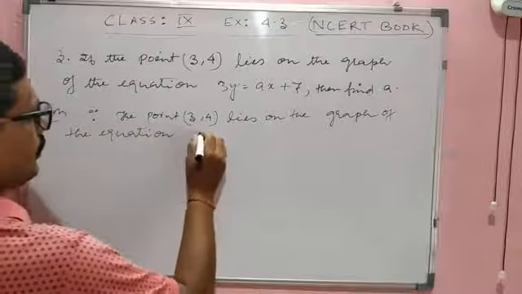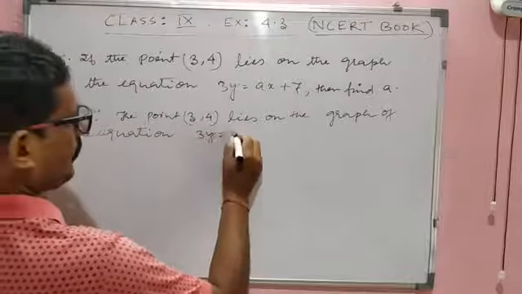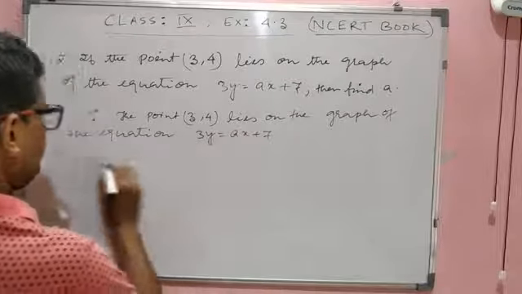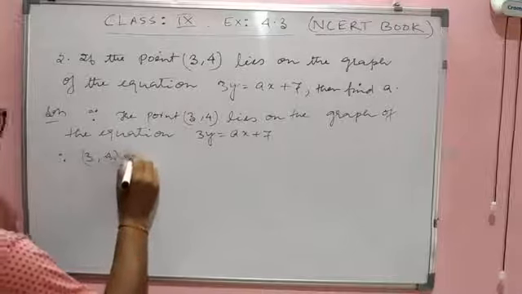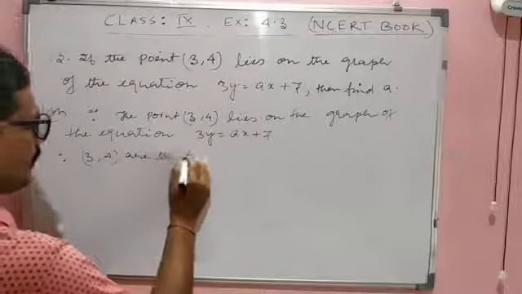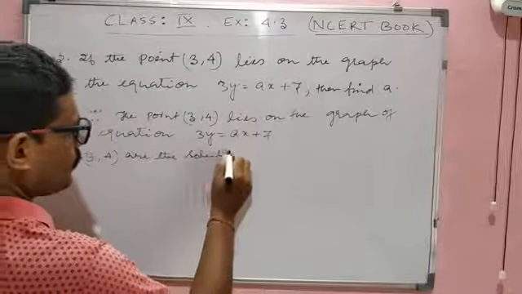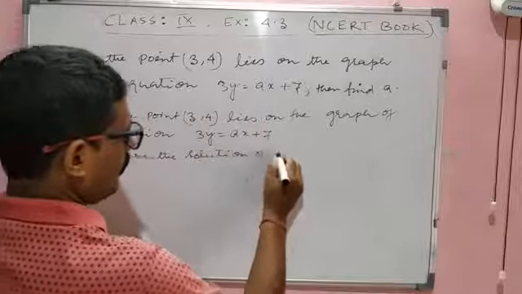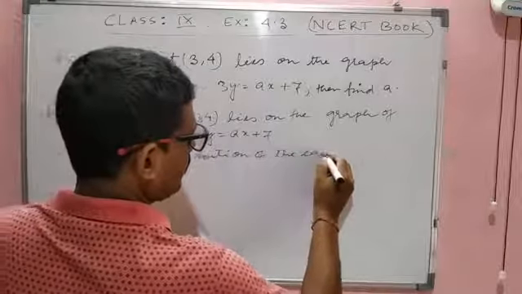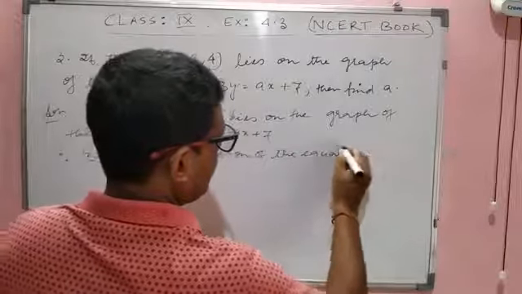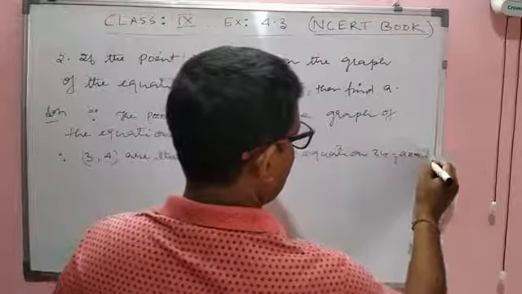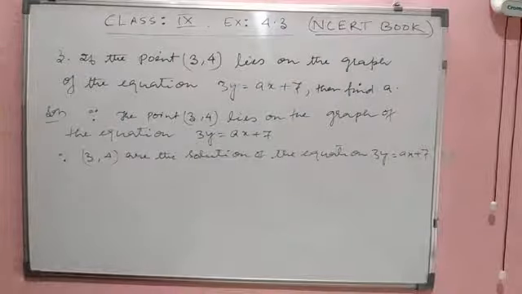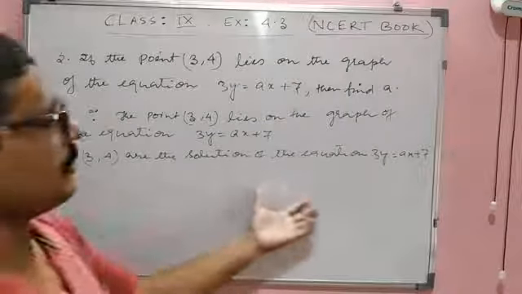Graph of the equation 3y = ax + 7. Therefore, (3, 4) is a solution of the equation 3y = ax + 7. So (3, 4) is a solution of this equation.